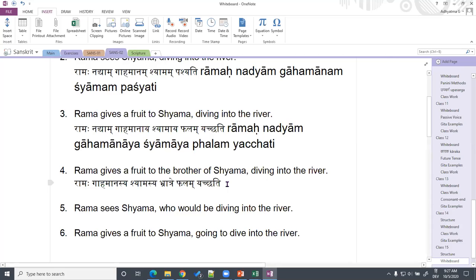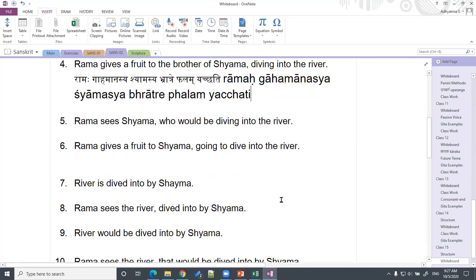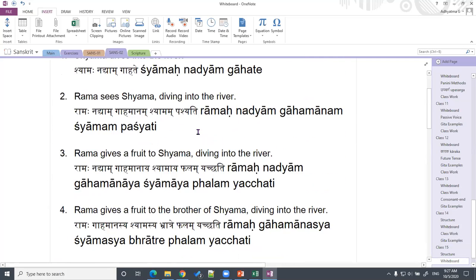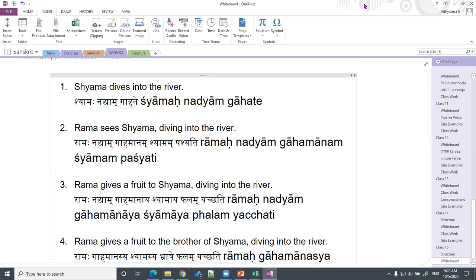You see, it looked like a very big sentence, but when you start making it, it's pretty simple and straightforward. Ramaha Gahamanasya Shyamasya Bhratre Phalam Yachati. Rama gives a fruit to the brother of Shyama diving into the river. So this is the present participle for present kartari in an active sense. So we are using so far in the active sense present participle. I will take any questions if you have. So before we move forward, let me see if you have any questions.